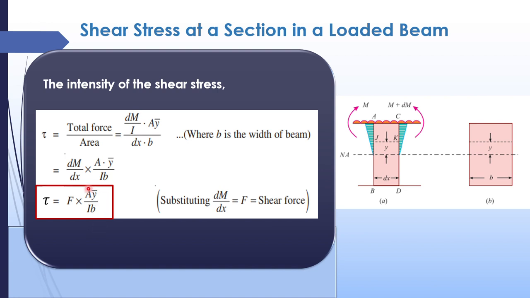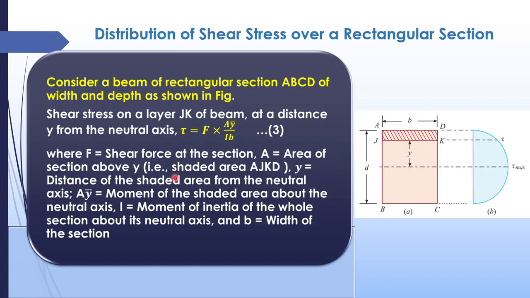You have to know the derivation of this particular equation. F is nothing but the shear force. A is the total area of the section above the beam. Y bar is the distance between the neutral axis and the center of gravity of the figure. I is the moment of inertia about the center of gravity, and b is the width. Got it? So this is the shear stress along the beam.